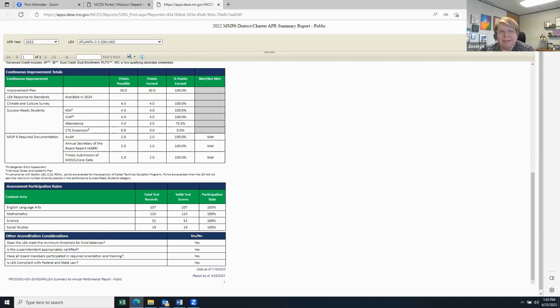I'm trying to recall if we had others. Typically not. A few reminders about just reporting and other information in general. The audit and the annual secretary of the board report are also included in the timely submission of documents. So I would make sure that your district is having conversations with the auditor about what the expectations are for that timeline. That's pretty important.